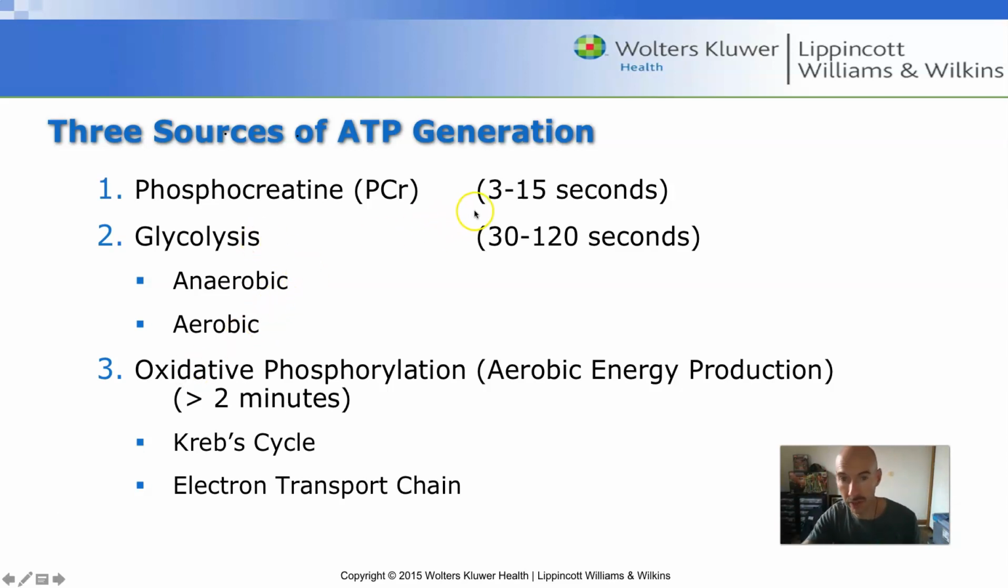So during the 3 to 15 second window, we might still get a little ATP from glycolysis and OP, but most of it is coming from here. During the 30 to 120 second window, we're still going to get a little bit of ATP from phosphocreatine and OP, but most of it is going to come from glycolysis. And beyond 2 minutes, we're still going to get a little bit of ATP from PCr and glycolysis, but the vast majority of it, talking 80 to 90%, is going to come from OP, okay? So again, keep that in mind.